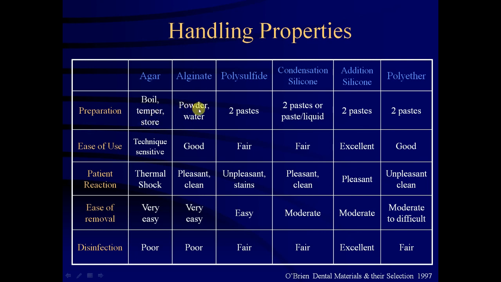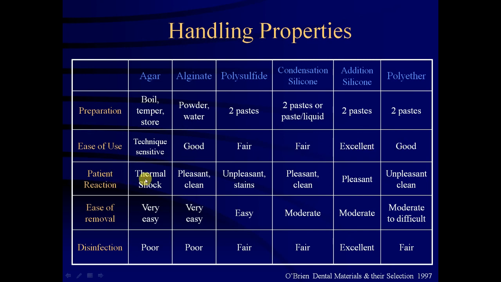Alginate, you have to mix the powder with the water. Polysulfide comes as a paste, you have to mix the paste. Condensation silicone comes as a paste or paste with liquid, you have to mix either the paste or the paste with the liquid. Addition silicone comes as a paste, you have to mix the paste. And polyether, again you have to mix the paste. Ease of use: agar is technique sensitive, alginate is easy to use, polysulfide is fair, and the others are fair, excellent and good to use.